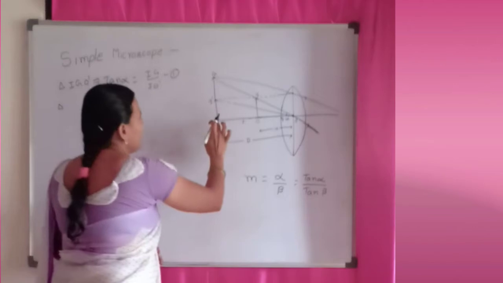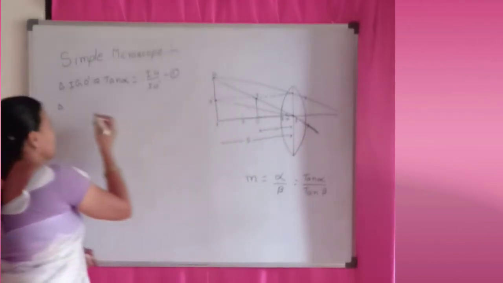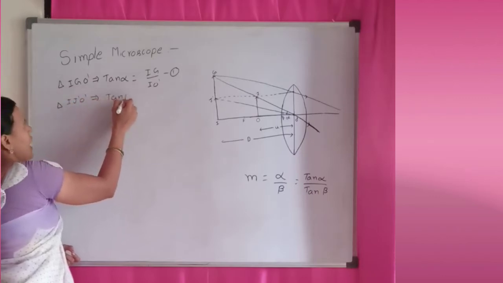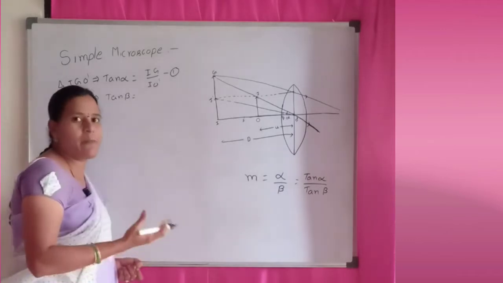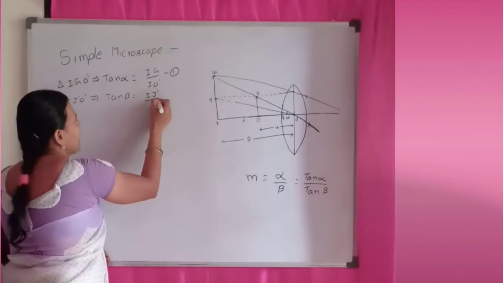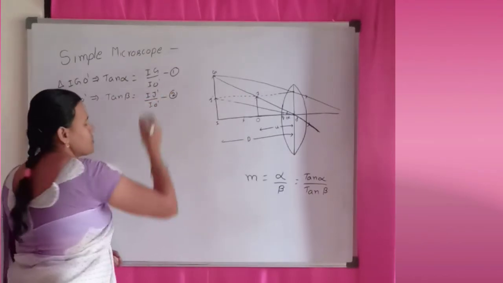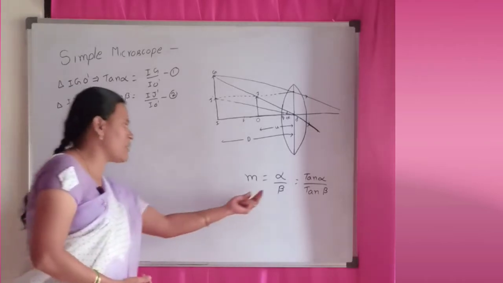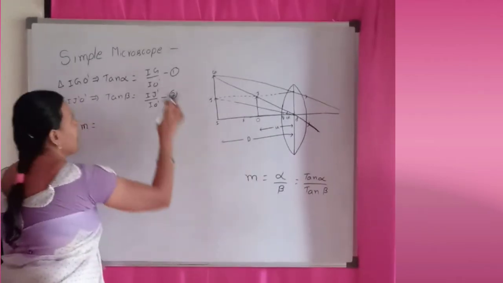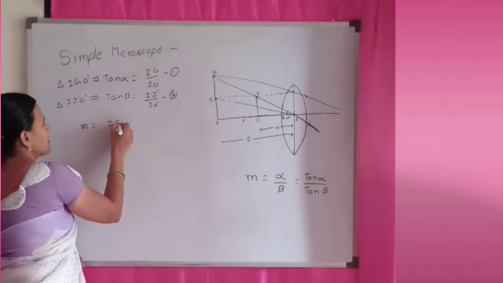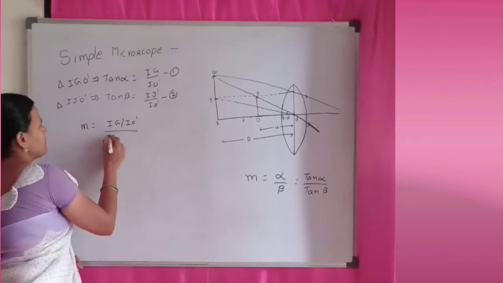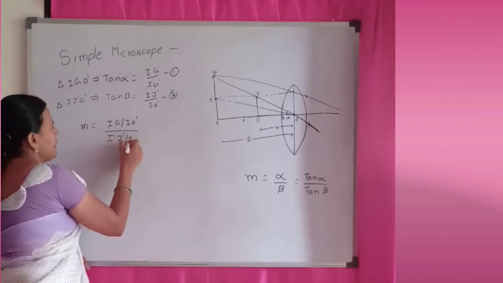And the next triangle is IJ dash O dash. From this triangle I am writing tan beta. Tan beta is also the same, opposite side by adjacent side. Opposite means IJ dash and adjacent means the same, IO dash. So substituting the first and second values in the magnifying power, it's easy to find the value. So m is equal to tan alpha, which in the first equation is IG by IO dash, divided by tan beta, which is IJ dash by IO dash.